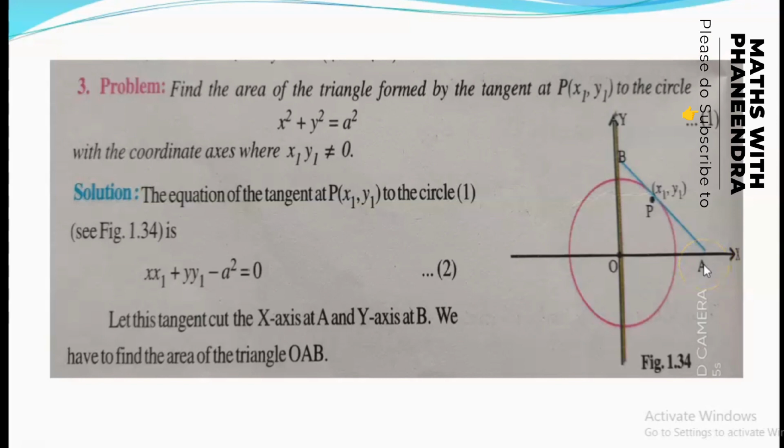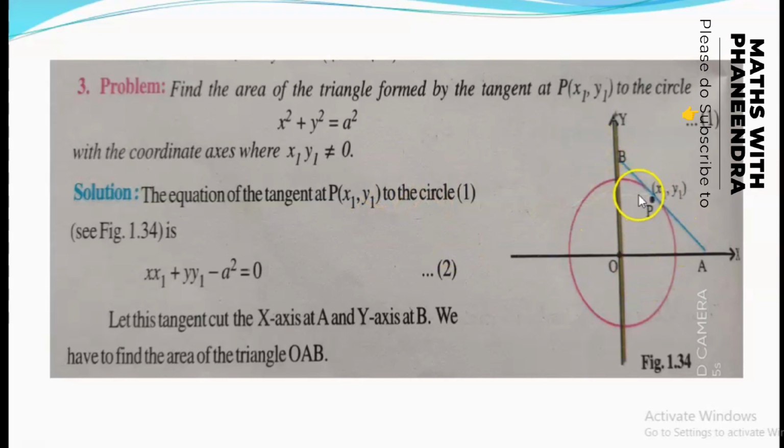On the x-axis the y coordinate is 0, so substitute y equal to 0 in this equation. It becomes xx1 minus a square equal to 0. So xx1 is equal to a square, and x is equal to a square by x1. And this line cuts the y-axis where x is equal to 0; substitute, and the y value will come, that is the y-intercept.